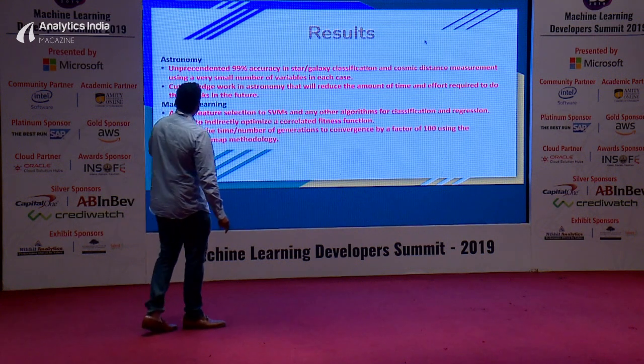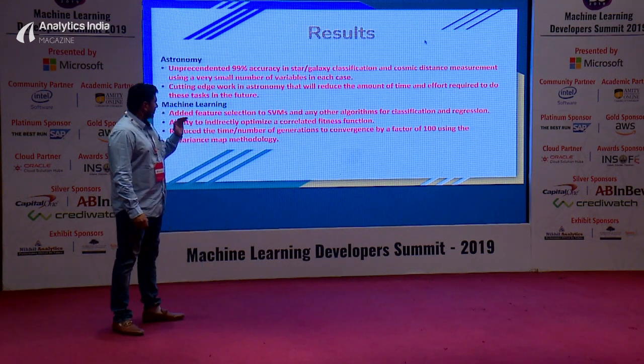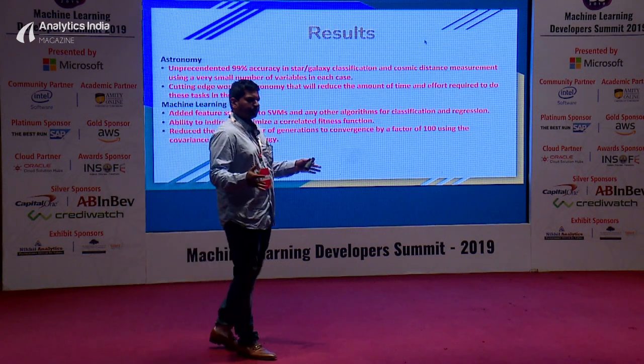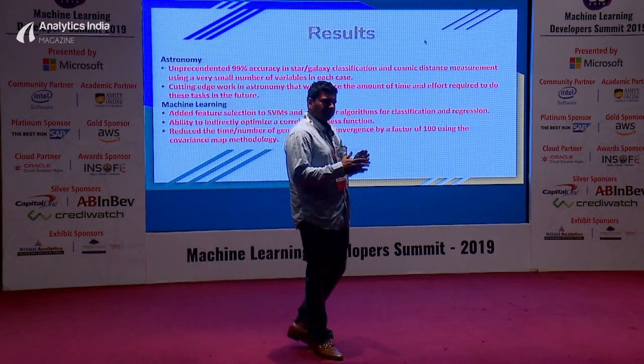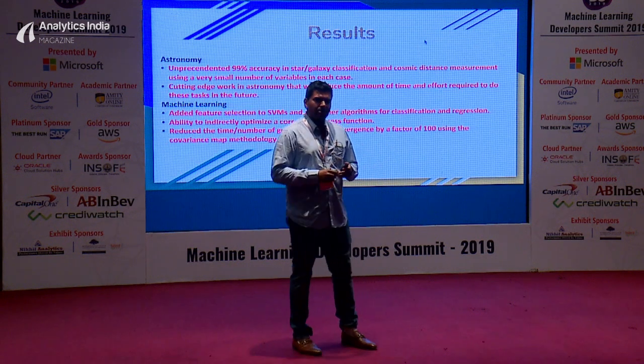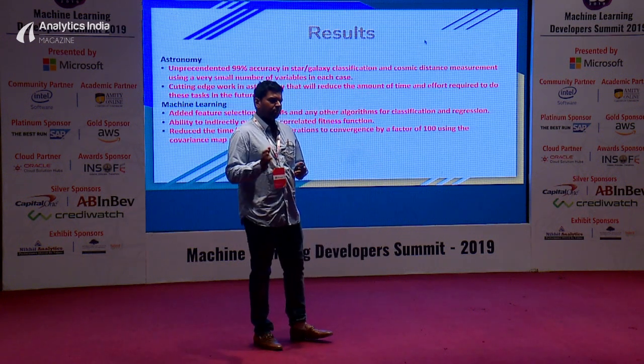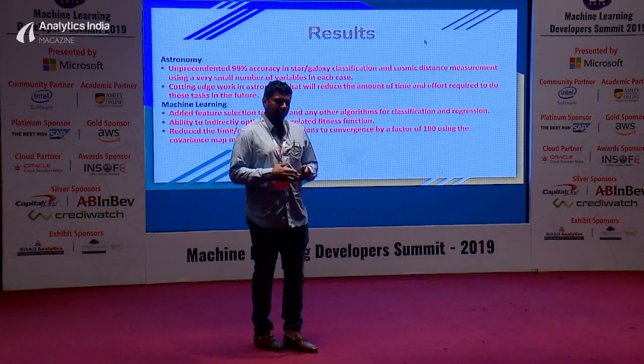Good. So the second thing is that we did cutting edge work in astronomy. Instead of using 1,000 telescopes to take the data of one particular star or galaxy, we'll just restrict it to like 3 or 4. That way you cut down the amount of time that goes into this entire endeavor, so you don't waste time.